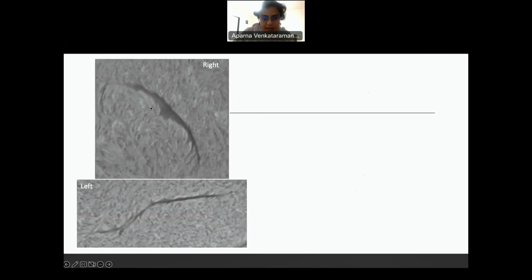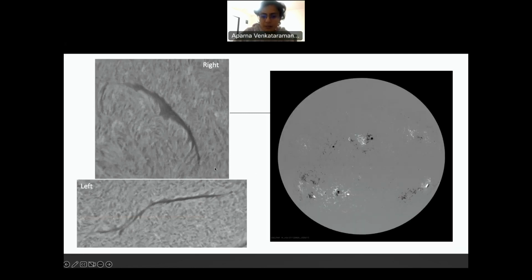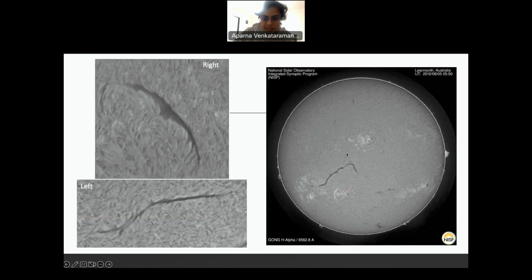The chiralities are right and left, and we use filaments in the study from H-alpha images and magnetogram images to get the polarities of the filaments to get the axial field direction. From the axial field direction, we mainly obtain the vertical component, which is the BZ of the filament.